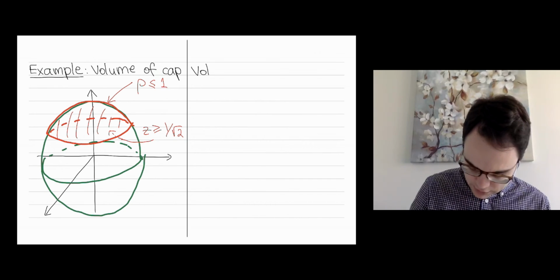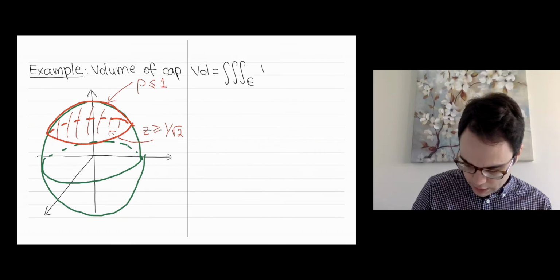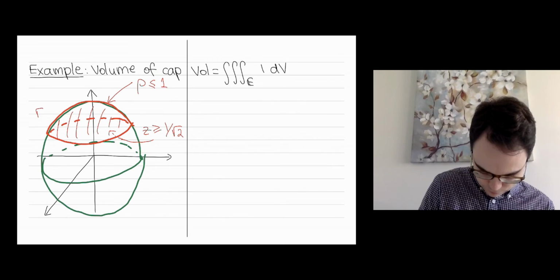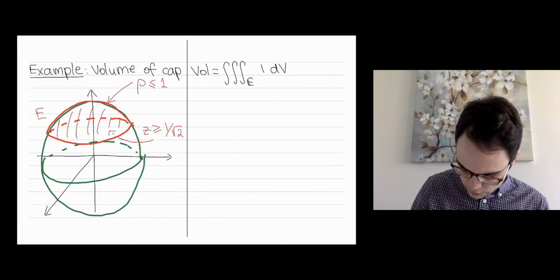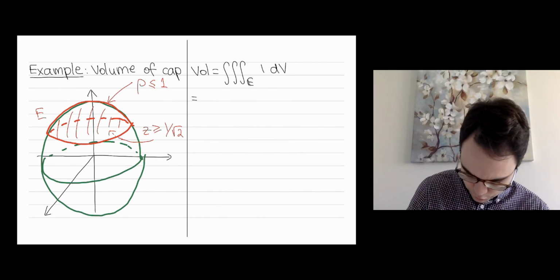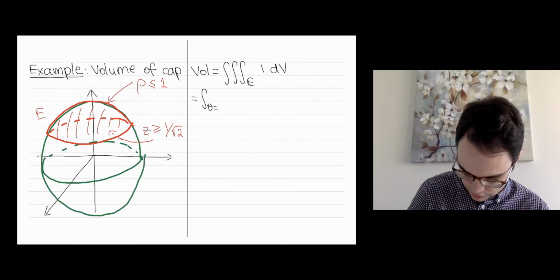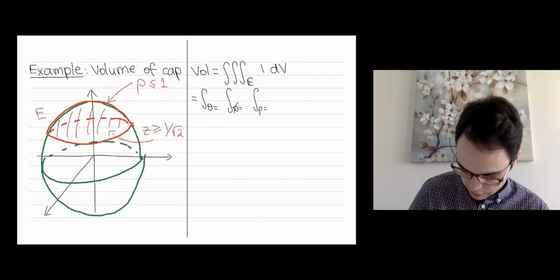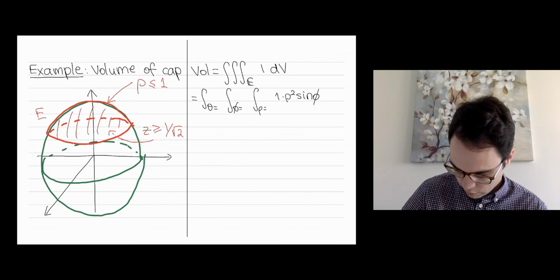So here's the volume. Let's compute this volume. It's a triple integral over E of 1 times dV. E is this red region over here, this red cap. So let's set it up. We're integrating theta from something to something, phi from something to something, rho from something to something, and do 1 times rho squared sine phi d rho d phi d theta.